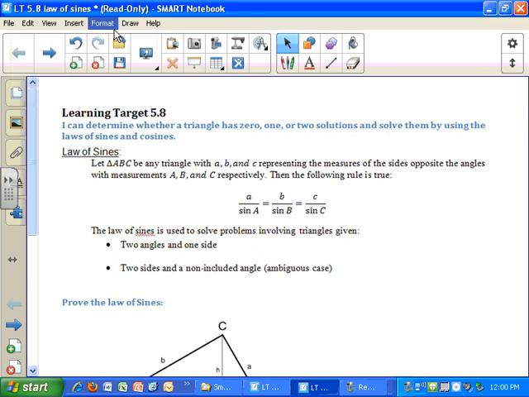Learning target 5.8 is determining how many solutions a triangle will have, and then using the law of sines and law of cosines to solve them. So this first video is going to be just looking at the law of sines.